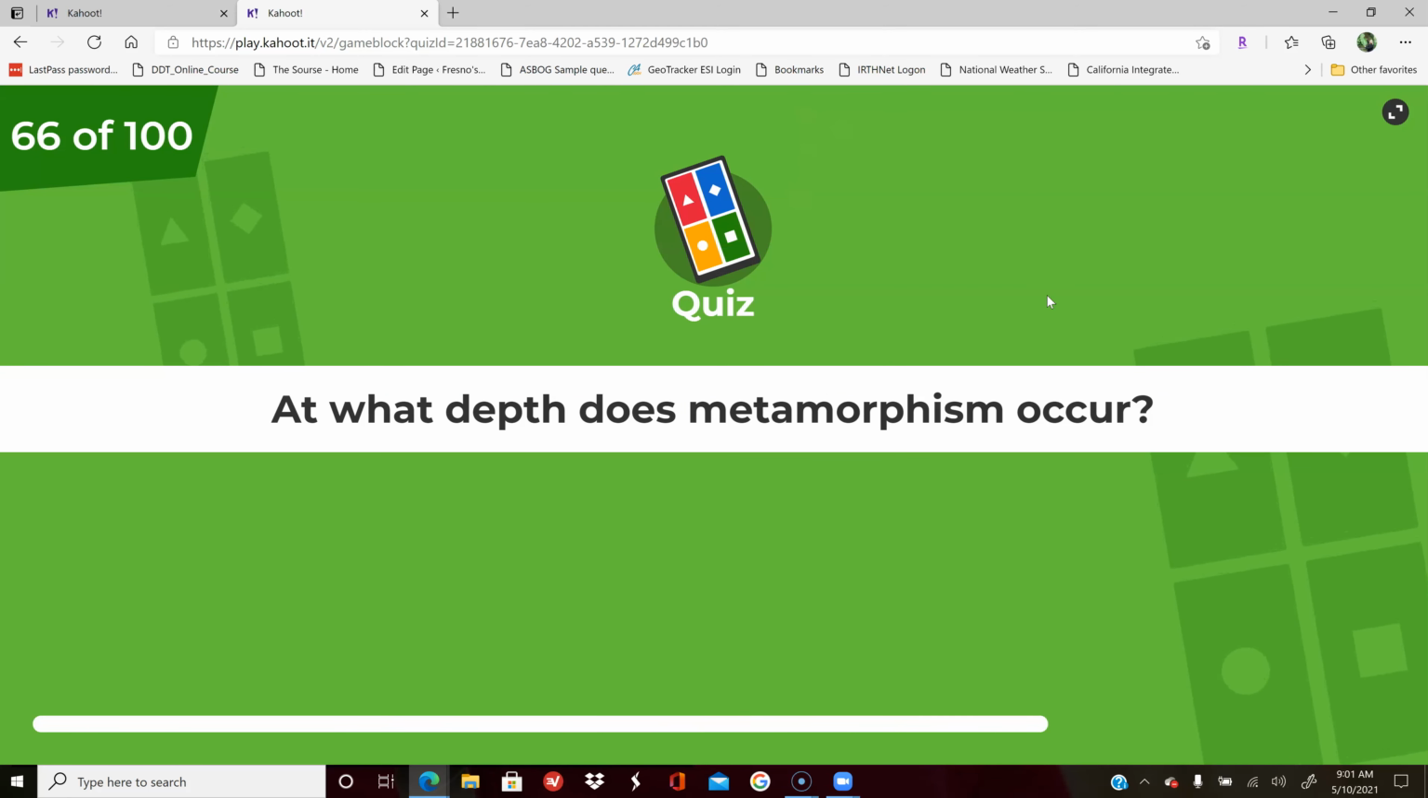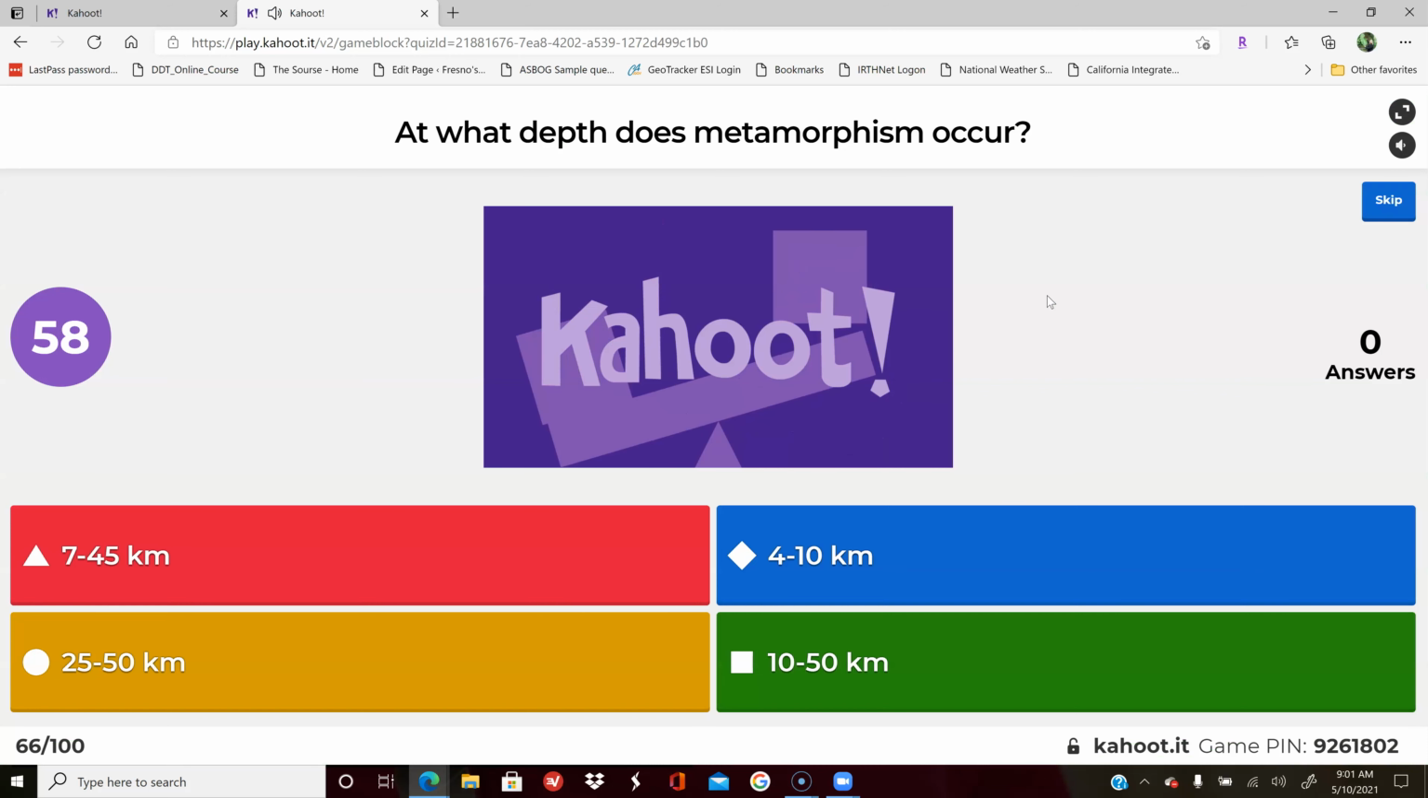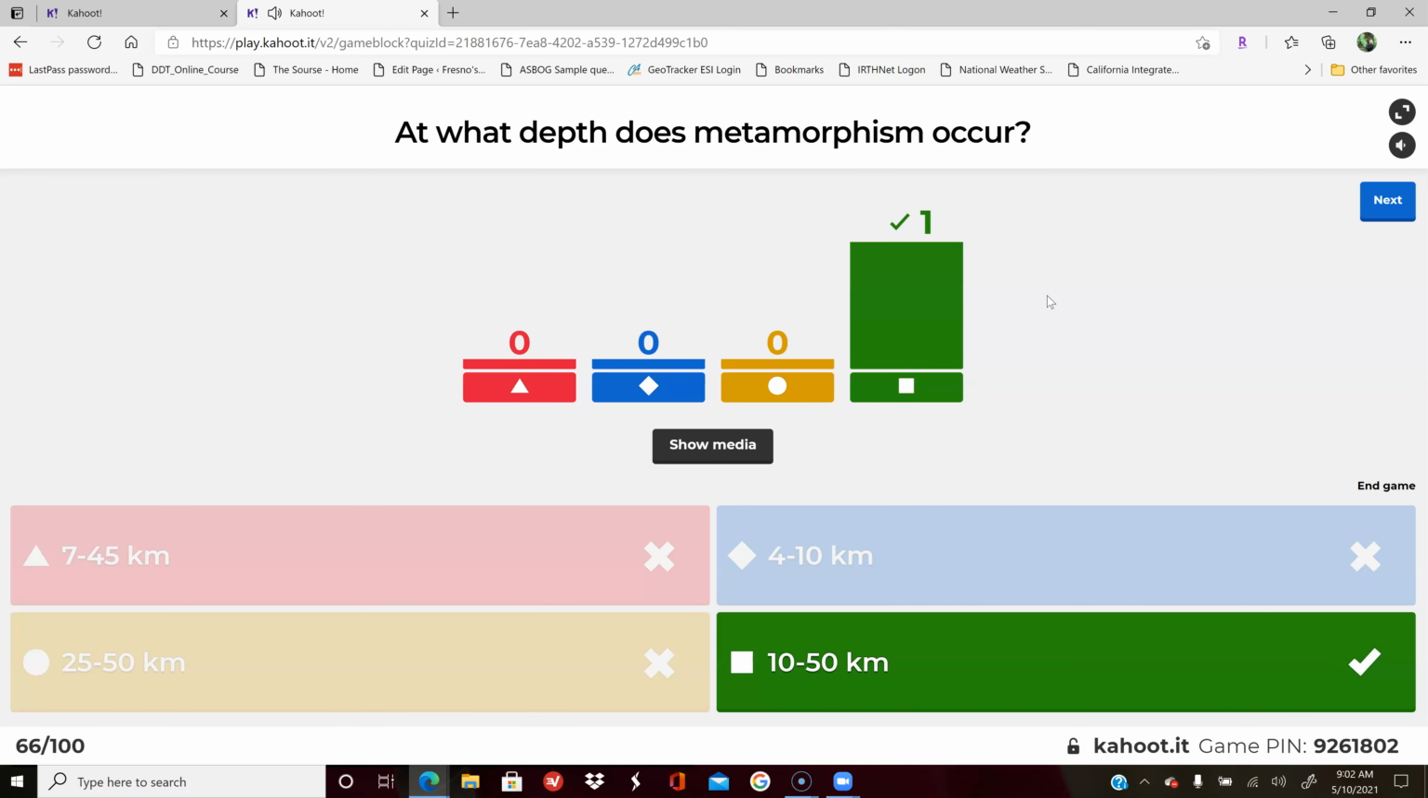At what depth does metamorphism occur? 7 to 45 kilometers, 4 to 10 kilometers, 25 to 50 kilometers, or 10 to 50 kilometers. That would be 10 to 50 kilometers is where metamorphism occurs.